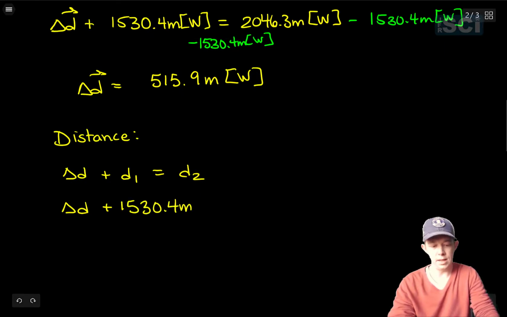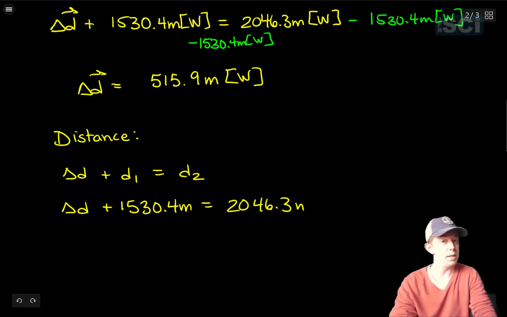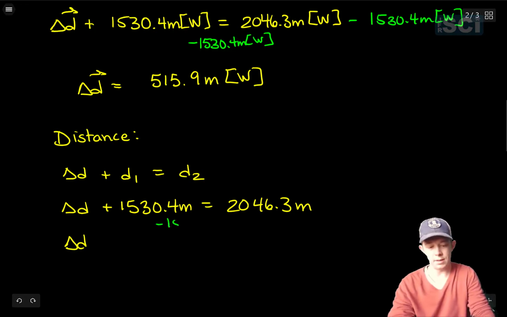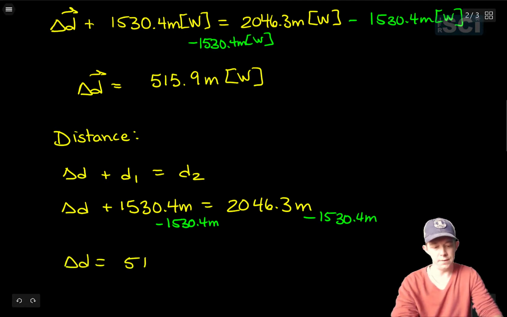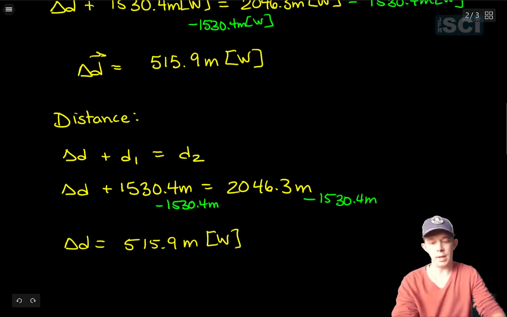So it's 1,530.4 meters. And D2's length is 2,046.3 meters. And same analysis, I'm going to subtract off 1,530.4 meters from both sides. And I get a distance, and I'm just going to move this down, distance of 515.9 meters. Now I've come up with my answers.